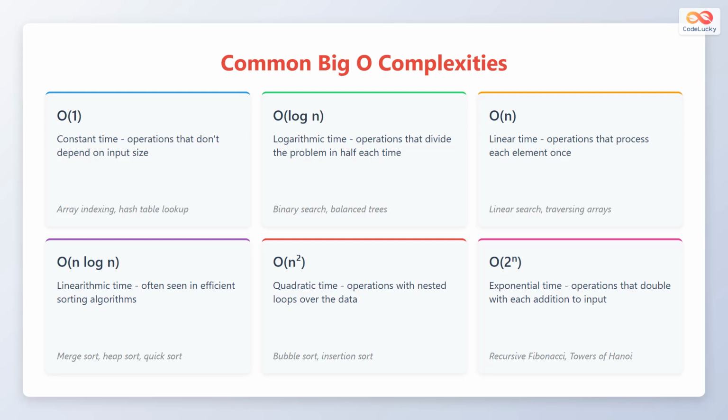O of n log n represents linearithmic time, which is often seen in efficient sorting algorithms like merge sort, heap sort, and quick sort. O of n squared represents quadratic time, where operations have nested loops over the data, such as bubble sort and insertion sort. Finally, O of 2 to the power of n represents exponential time, where operations double with each addition to the input, as seen in recursive Fibonacci and towers of Hanoi.